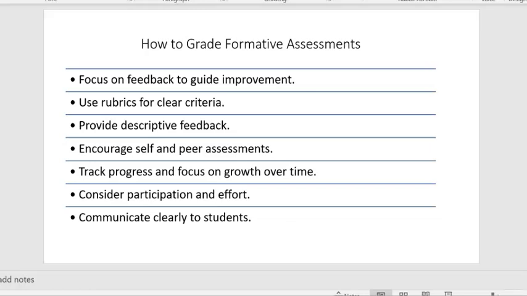You can also encourage self-assessments and peer assessments, and you want to make sure that you are tracking progress and focusing on growth over time with formative assessments. You want to consider the student's participation and their effort when you're thinking about the formative assessments. If it was a lesson where a student maybe wasn't totally engaged, they weren't putting forth a lot of effort, they weren't really participating, then however you're assessing them may not come out as well as you had intended, or as well as you wanted it to, because they weren't engaged with the lesson that day. And then make sure you're also communicating clearly to your students.